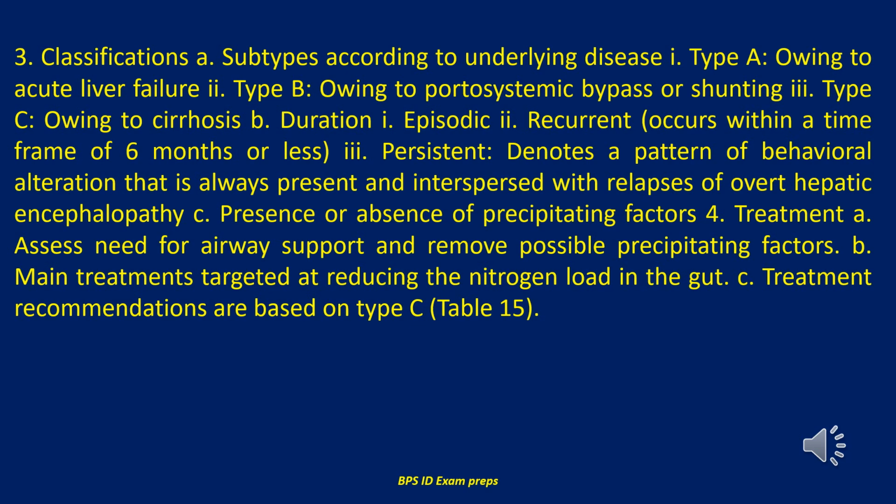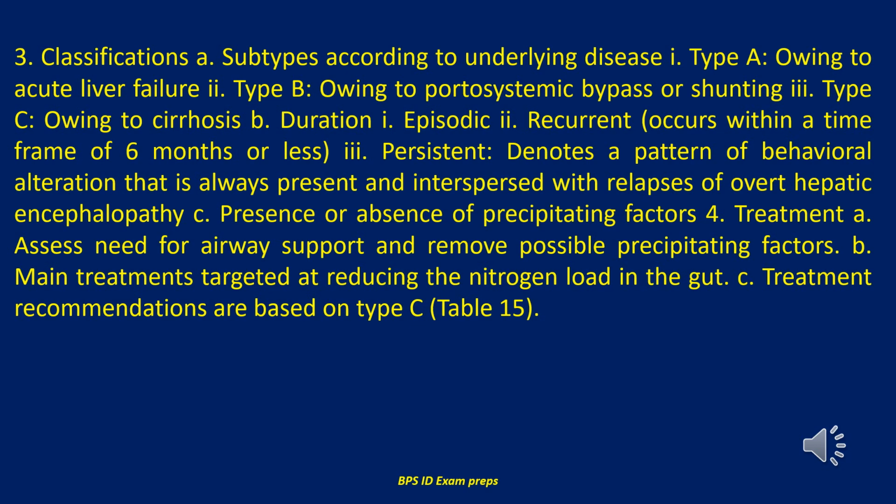3. We will now look at the classifications of hepatic encephalopathy. A. It is done into subtypes according to underlying disease. 1. It can be classified as type A owing to acute liver failure. 2. It can be classified as type B owing to portosystemic bypass or shunting. 3. It can be classified as type C owing to cirrhosis.